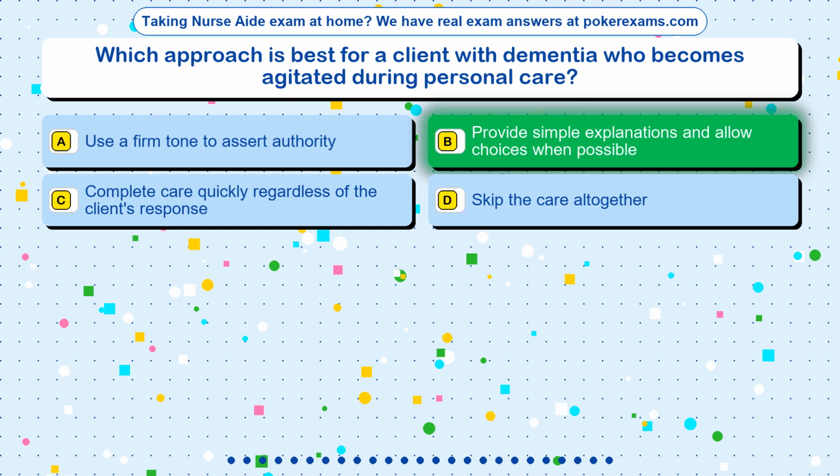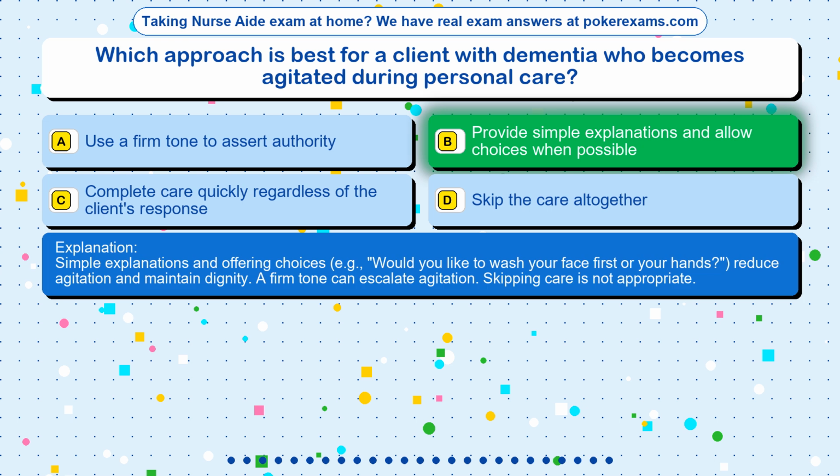The correct answer is option B, provide simple explanations and allow choices when possible. Simple explanations and offering choices, example, would you like to wash your face first or your hands, reduce agitation and maintain dignity. A firm tone can escalate agitation. Skipping care is not appropriate.